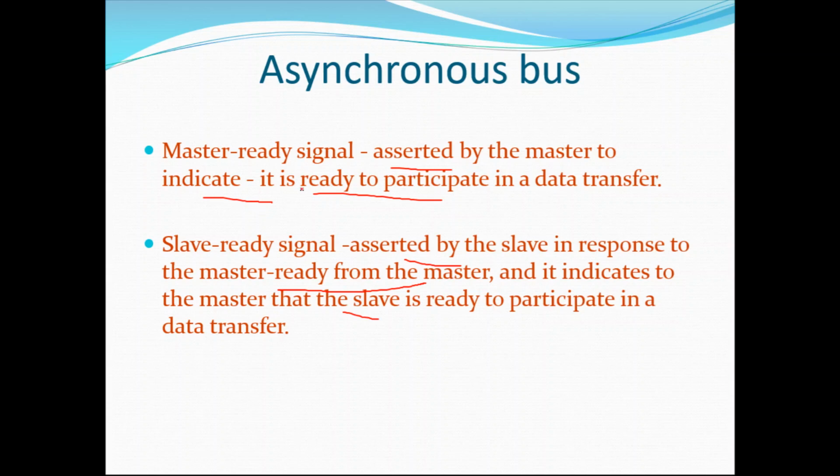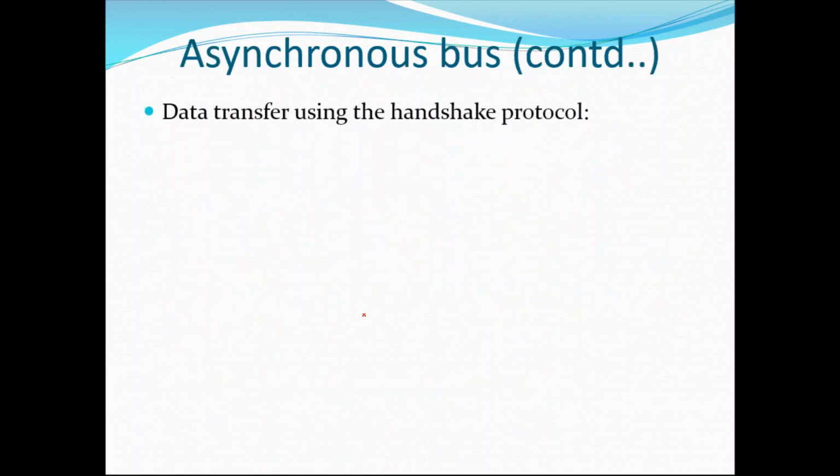First the master will assert the master ready signal. Then the appropriate slave will respond. Not any slave can participate, right? The slave whose address is matching should participate. So that particular slave will assert the slave ready signal. Fine. So let us see briefly how the data transfer using the handshake protocol works.